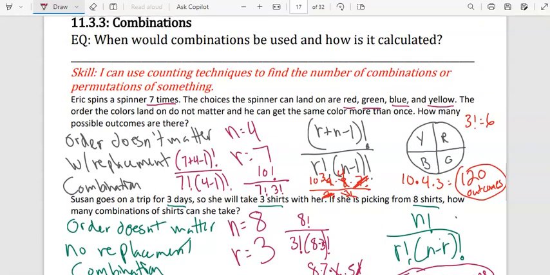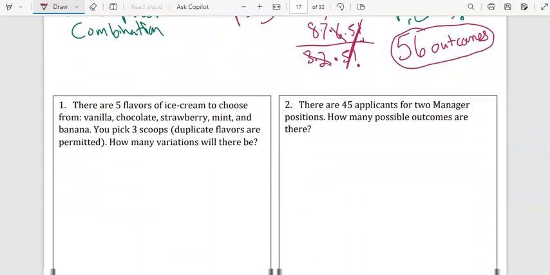Answer the essential question, and then try the examples below.